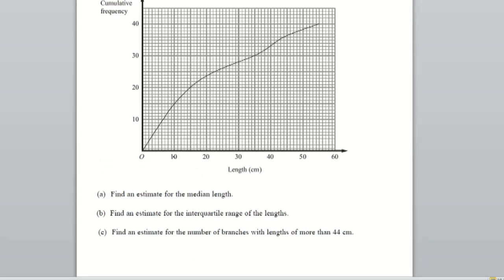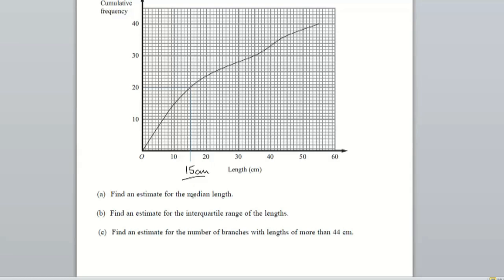Right, the median length. Median is halfway, 40 tree branches, so I'm going to go across halfway, and read down. That looks to me like 15. An estimate for the median length, 15 centimetres.